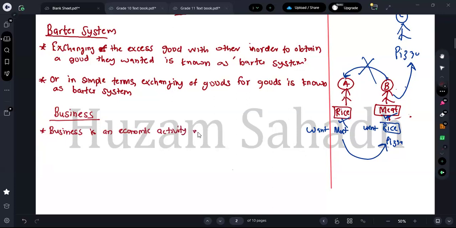Business is an economic activity which fulfills human needs and wants through goods and services. Okay, guys, what is meant by business? Business is an economic activity which fulfills human needs and wants through goods and services.